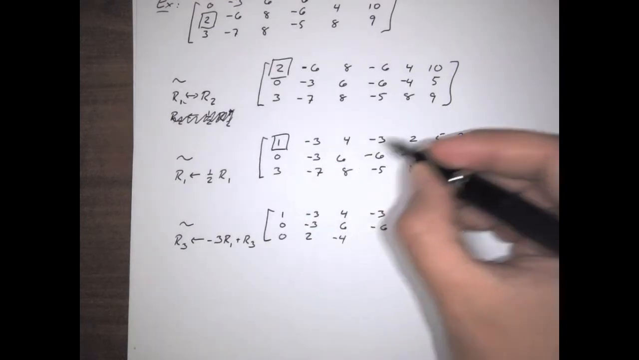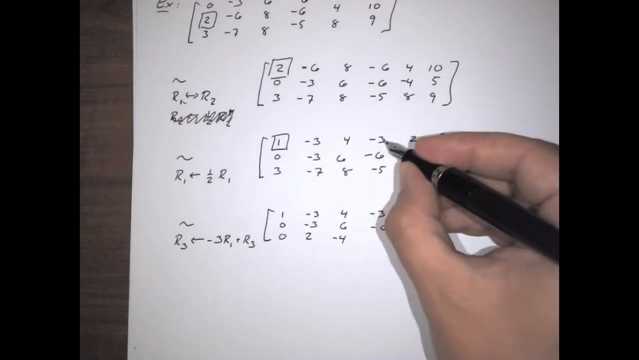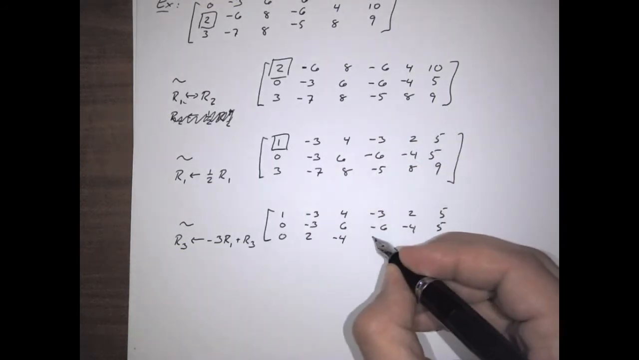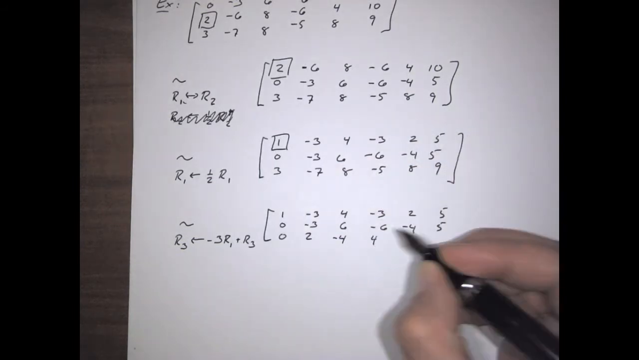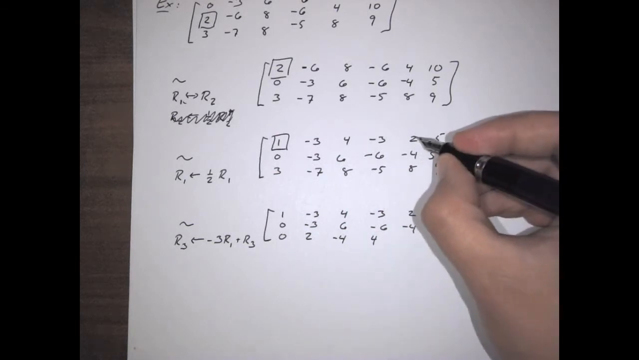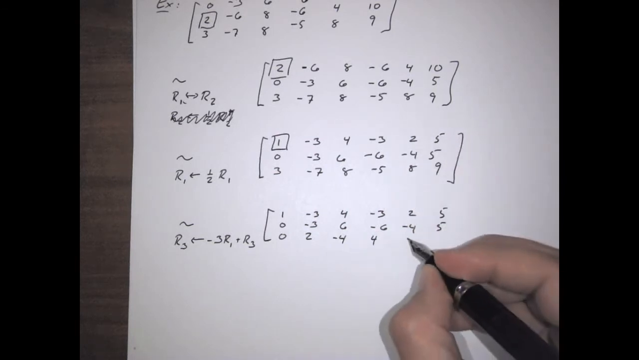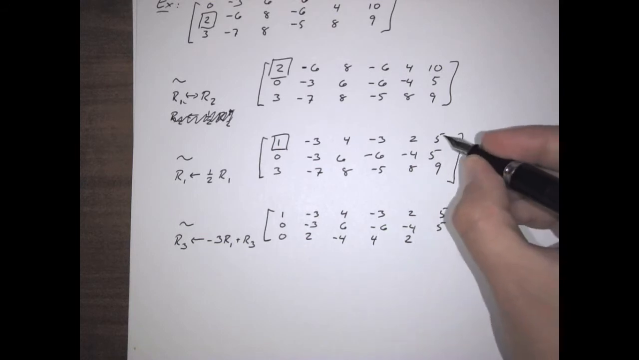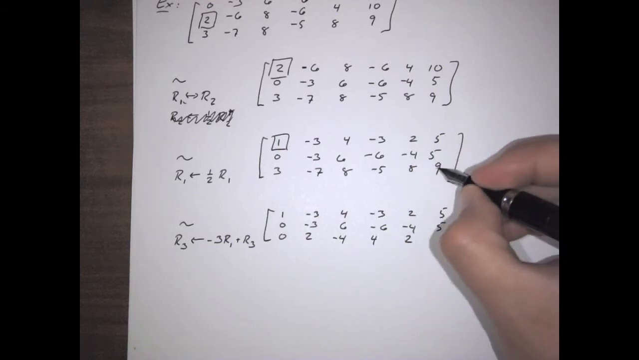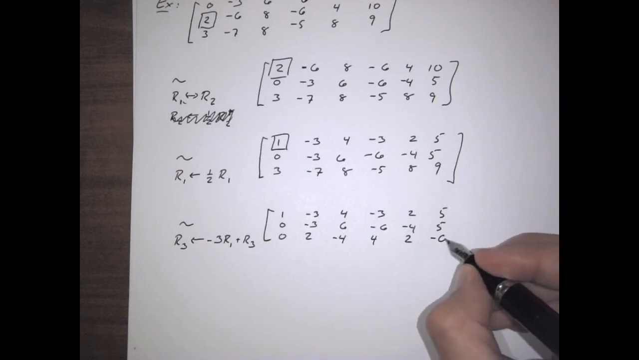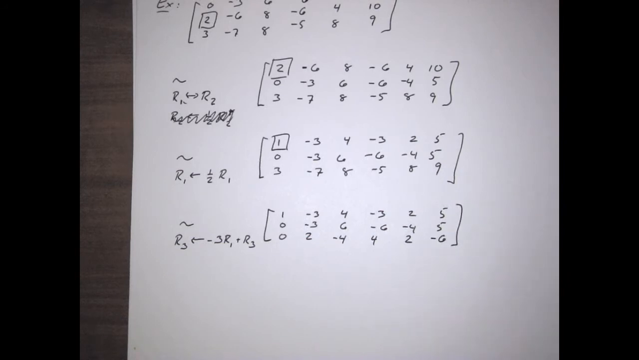And then what else here? So we've got positive 9 plus negative 5 is going to make positive 4. We're going to have negative 6 plus 8 is going to make 2. We're going to have negative 15 plus positive 9 is going to make negative 6. Okay, so there's where things stand now.